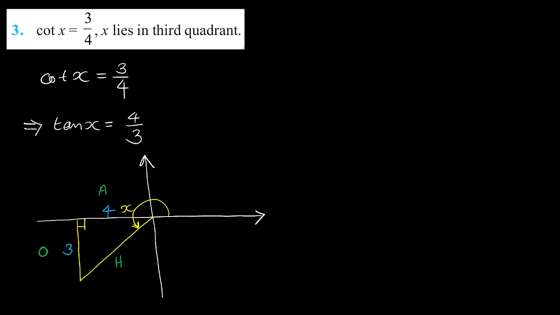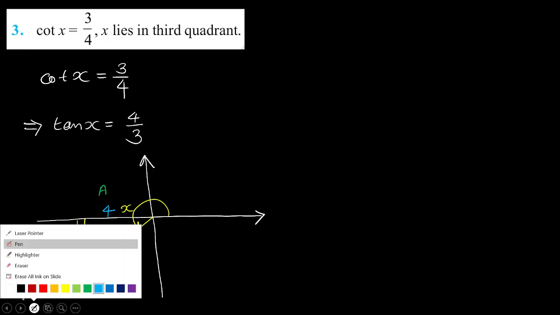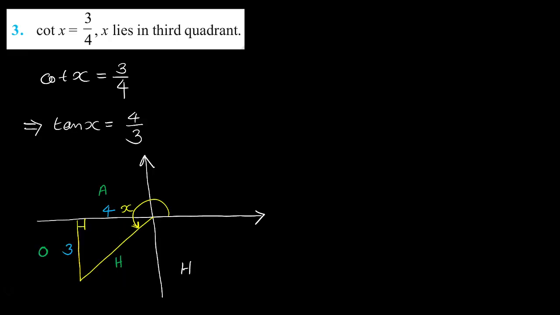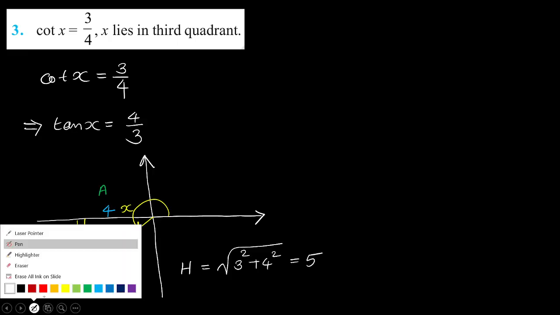Okay. Can you find out the hypotenuse, the third side? You know the method. I don't want to spend time on that. You can use the Pythagoras theorem. You will get the hypotenuse as 5.